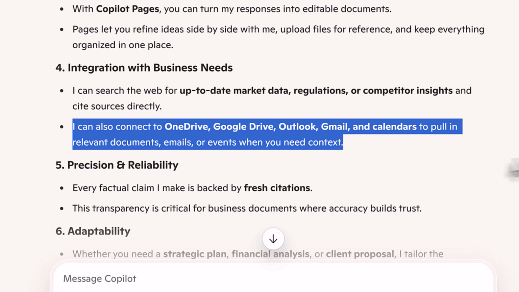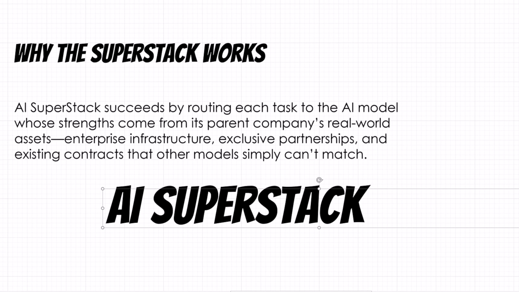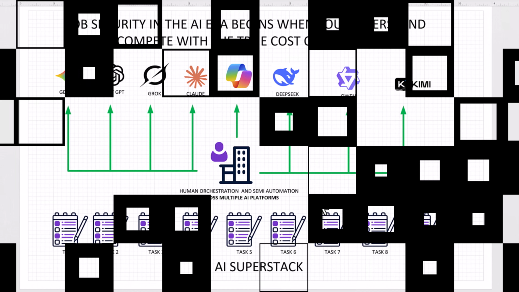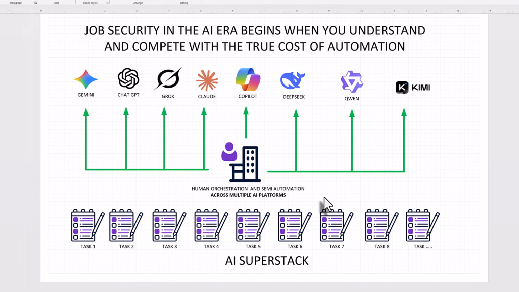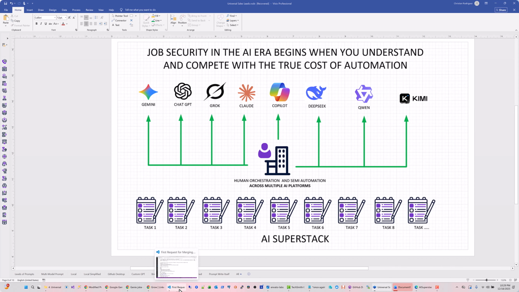And that is what the AI superstack is. This is why it's so valuable to do the AI superstack. It cannot be easily fully automated. There's a cost to fully automating going from one AI to the next. And that's why the job security is here. If you're able to do these multi-AI prompts, you have a place, you have a job in the future. And that's what we're trying to accomplish in this YouTube channel.